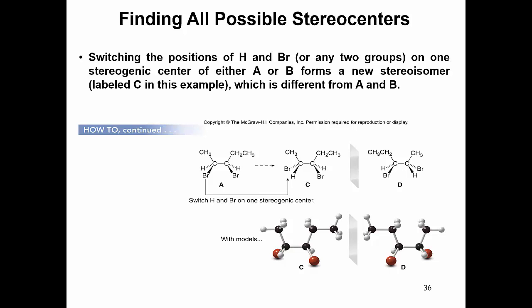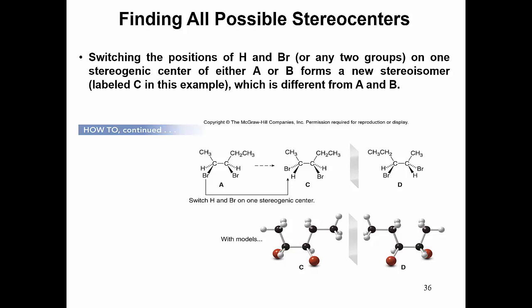So you can see that A, C, and D all have the same connectivity, but notice the bromines have different spatial orientations. C and D, with models, are mirror images of each other, but neither of those is a mirror image of A. C and D look like they're non-superimposable, and I think they are, but we'll see.